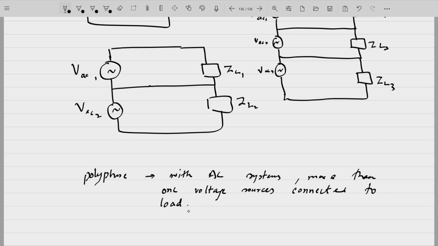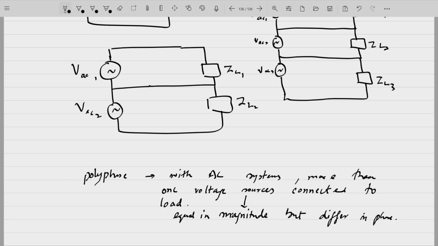And the property of these voltage sources is that they are equal in magnitude but differ in phase. Right? The magnitude of these voltage sources will be the same. All these voltage sources will have the same magnitude, but their phase will be different.